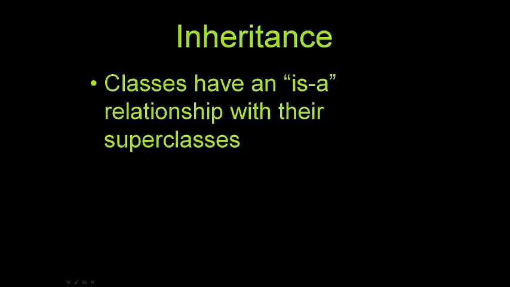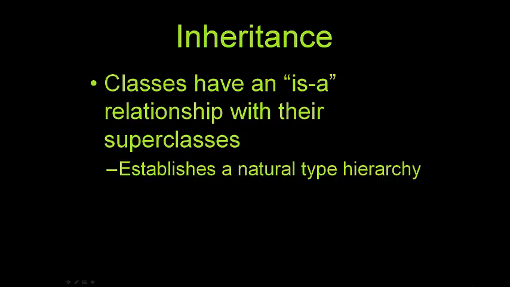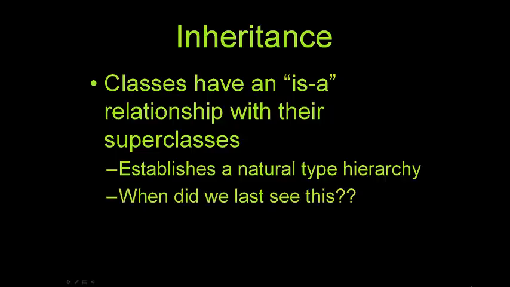And the classes have some kind of hierarchy of relation, an "is a" relation, and this establishes a natural sort of type hierarchy. When did you last see this? Well, if you remember, in missions 11 and 12, you did this number thing. So you have ordinal numbers, actually rational numbers, which are complex numbers. So that's a simple hierarchy of types.